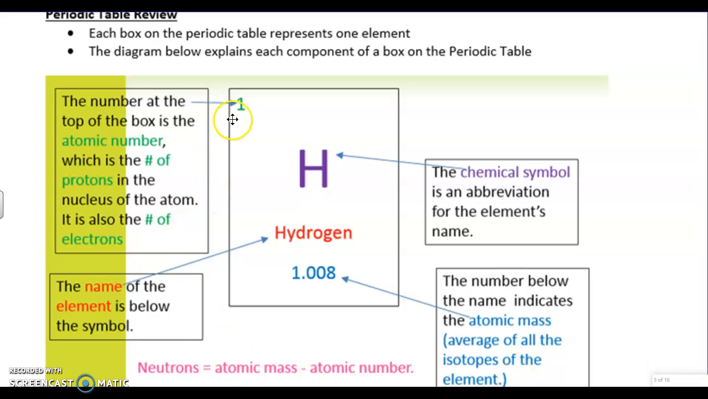Reading the periodic table is pretty straightforward. The atomic number gives you protons as well as electrons. Our symbol, name, and mass are also given. Remember, we're rounding the mass so that we can get a nice even number of neutrons, because we need to subtract the atomic number from the atomic mass to get those neutrons.